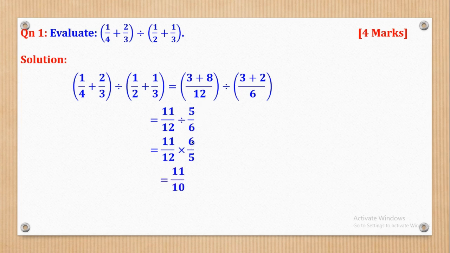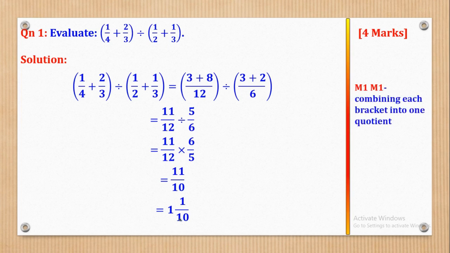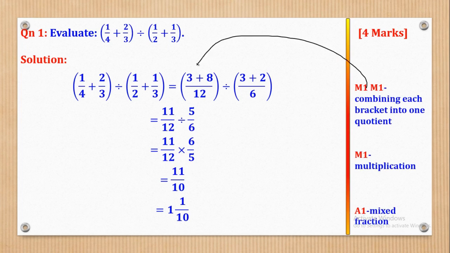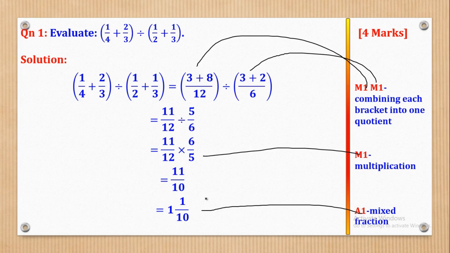The next is to remember that this is 1 and this one is 2. Therefore this 11 times 1 is 11 and 2 times 5 is 10. So in mixed fraction it will be 1 whole number 1 over 10, and basically that is what they wanted. So M1 is for this, M1 is for this. Then another M1 is for this multiplication, A1 for the mixed fraction.